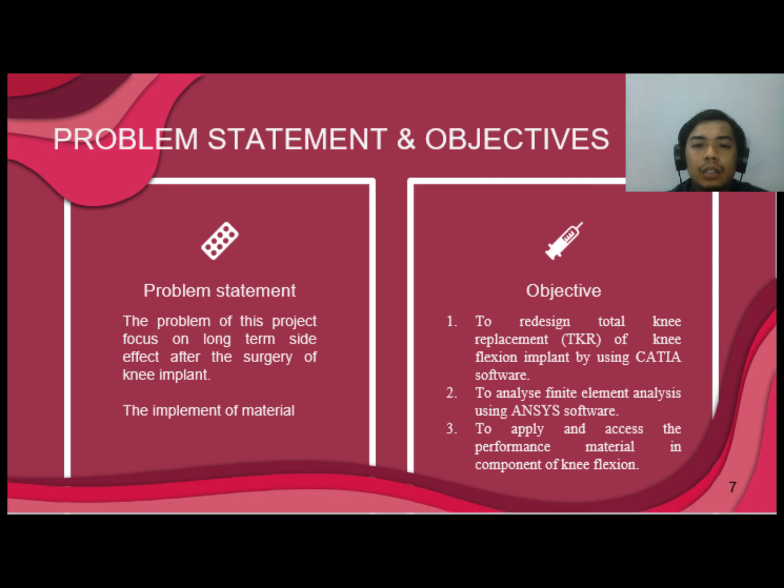There are three objectives that need to be achieved in this project. Firstly, to redesign the total knee replacement (TKR) knee flexion implant from the previous design by using CATIA software. Secondly, to perform finite element analysis (FEA) using ANSYS software. And lastly, to apply and assess the performance of materials in the component of knee flexion.